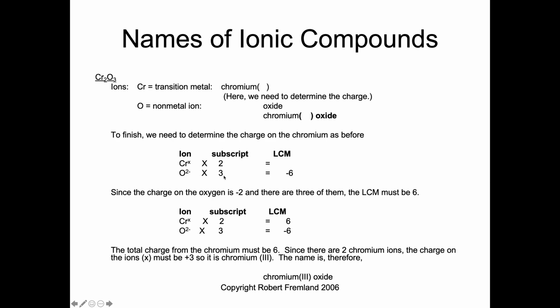We know it's -2 and there are 3 of them, so there are 6 negatives. That means there have to be 6 positives. There are only 2 chromiums. Chromium must therefore be a +3. So this compound is going to be called chromium(III) oxide. The number in here is not how many of them, it's the charge.